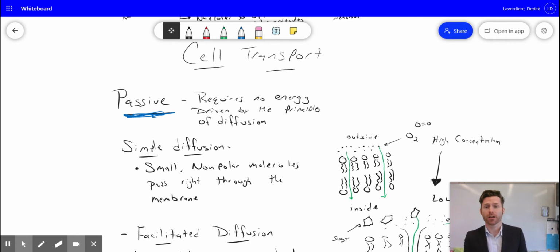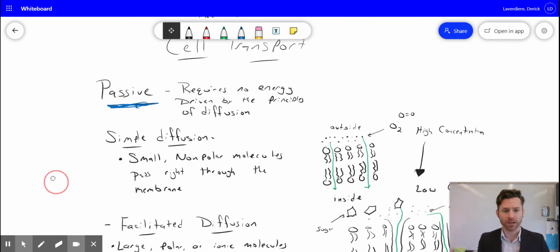And so today I'm going to talk about transport again, cell transport, and more specifically the mechanisms of passive transport and the mechanisms of active transport. So last time was a bit of an introduction, and this time we're going to look a little bit more in detail at how these things work.